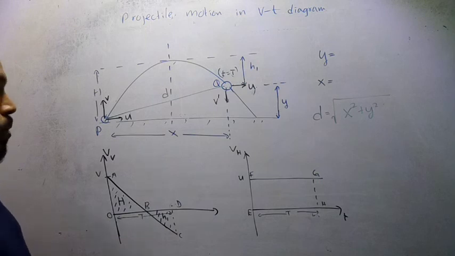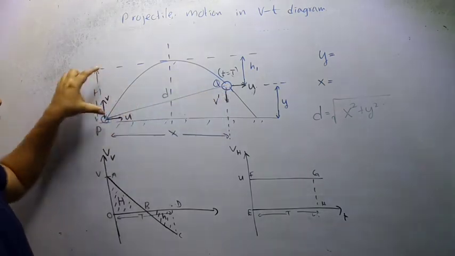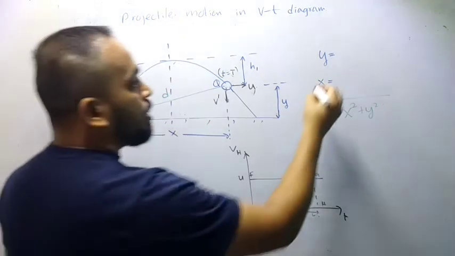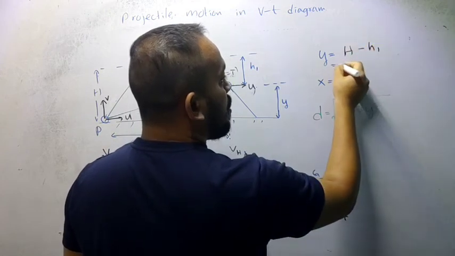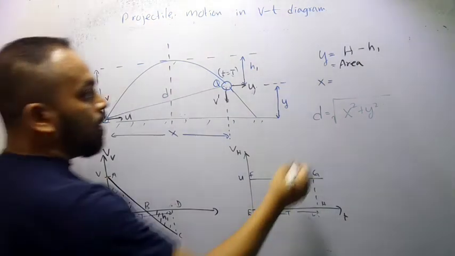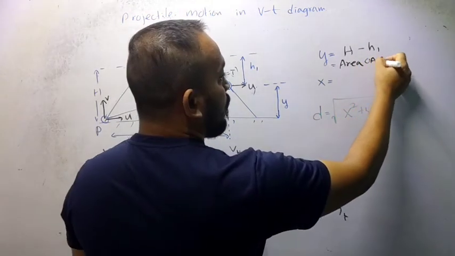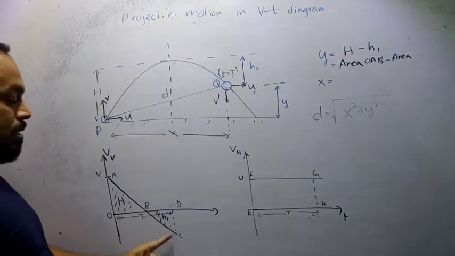Right? So H1 is actually the area BDC. Capital H is area OAB. So y must be capital H minus simple H1. Capital H minus simple H1. So this is area OAB minus area BDC.